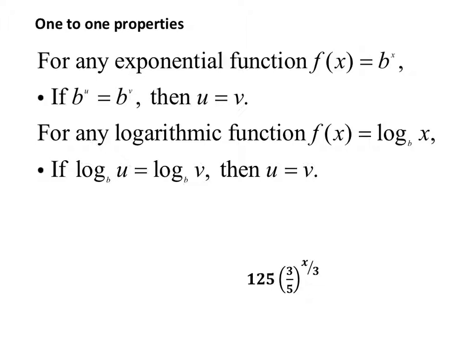One-to-one properties. For any exponential function, f of x equals b to the x, if b to the u equals b to the v, then u equals v. So if you match the bases, you can set the exponents equal to each other. For any logarithmic function, f of x equals log base b of x, if log base b of u equals log base b of v, then u equals v. Again, if you have logs of the same base, you can set the u and the v equal to each other. Okay? So let's take a look at this.